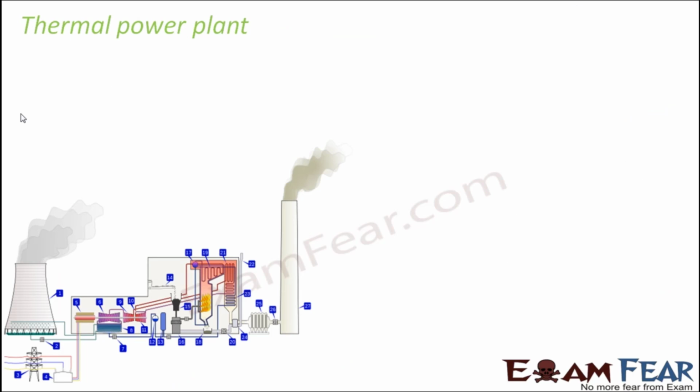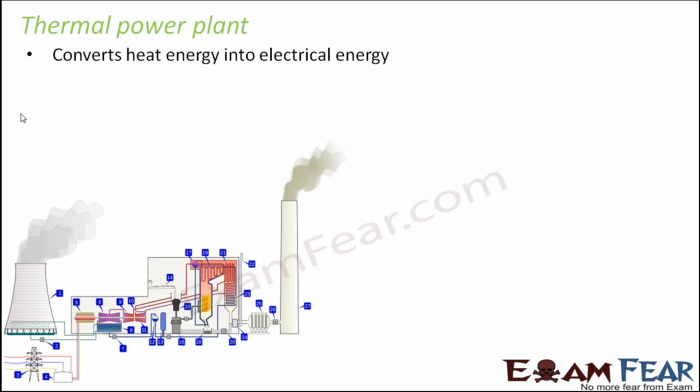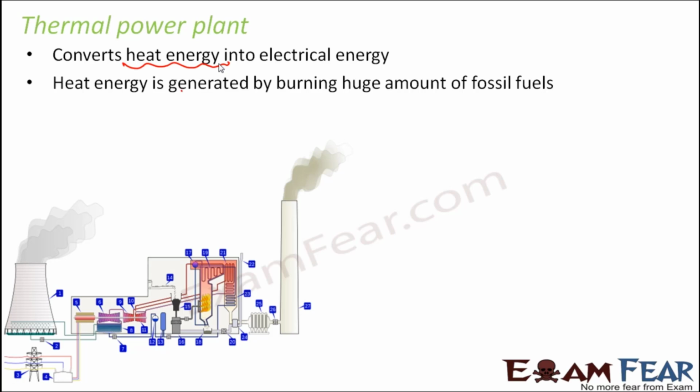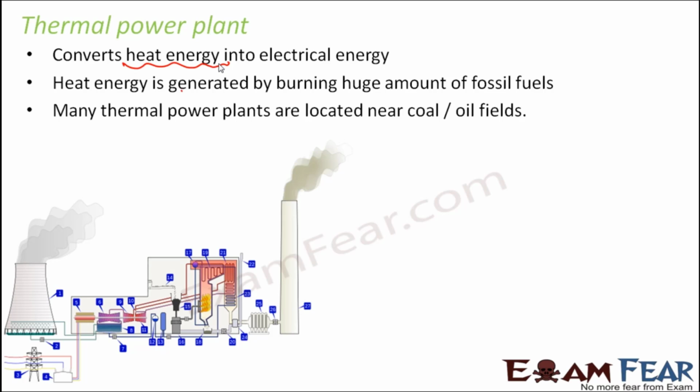So there we talk about the thermal power plant. In these plants, they convert the heat energy into electrical energy. And from where do they get this heat energy? By burning coal. When they burn coal, a lot of heat energy is produced, and this heat energy is then converted into electrical energy. So heat energy is generated by burning huge amounts of fossil fuels. Many thermal power plants are located near coal or oil fields. That's because then they get their raw material nearby.